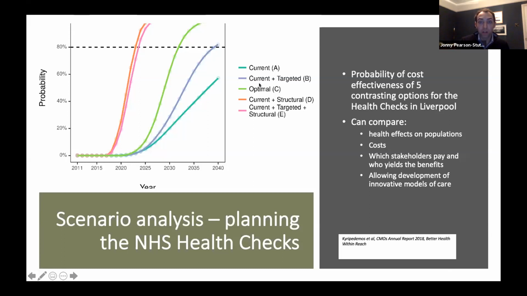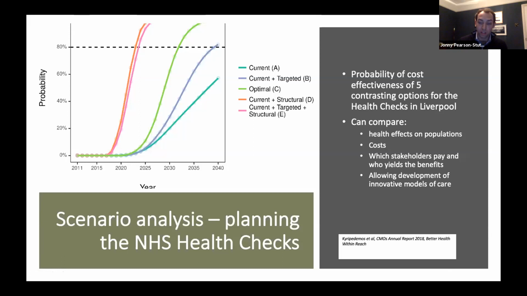This optimal policy here was if we could get optimal uptake. So if we can improve uptake of the NHS health checks through targeting those who are most at risk, and also doing so in a resource efficient manner, going out to where the risk is highest. And options D and E combined that with work that the local authority were doing.